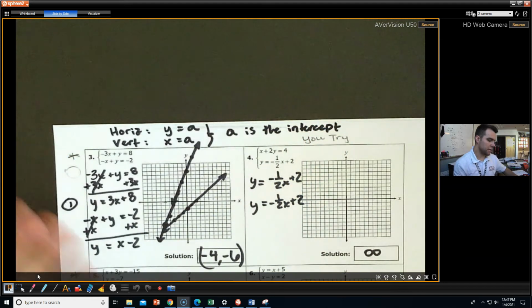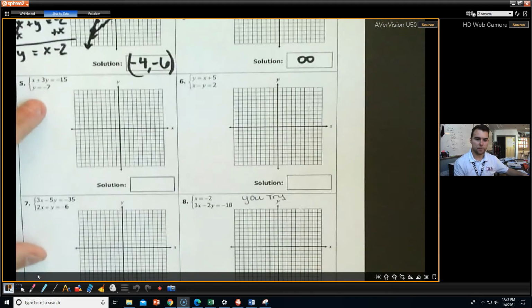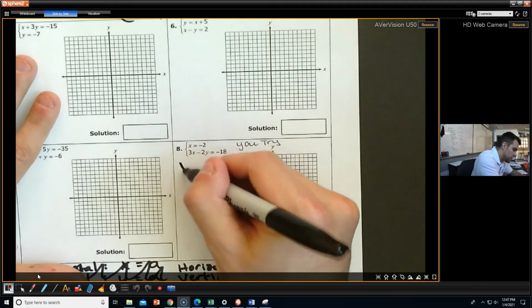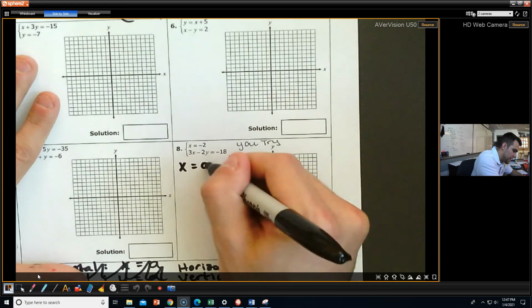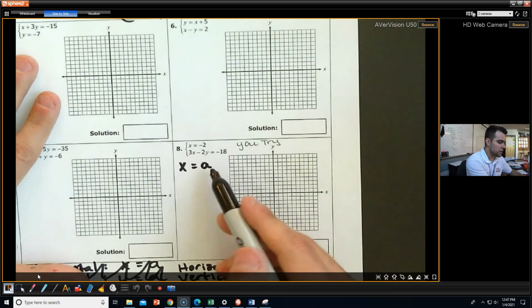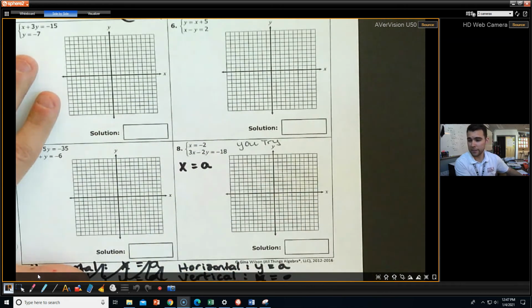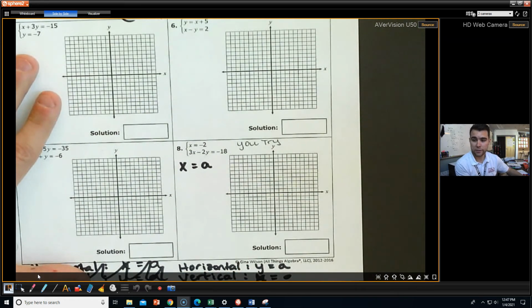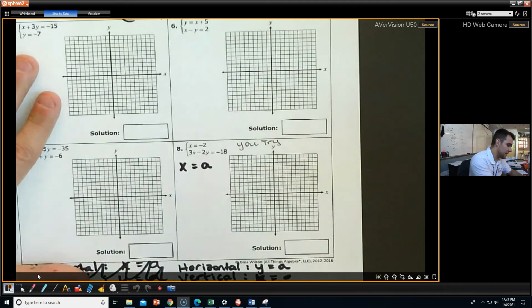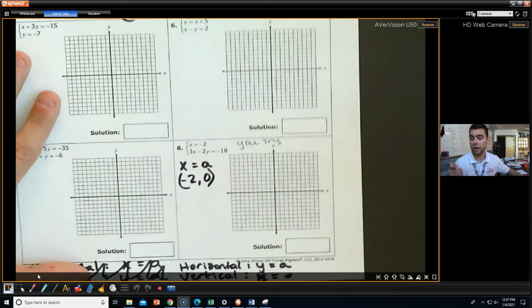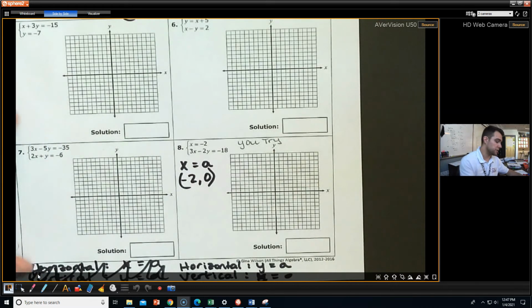Right? So for example, if we're looking at number 8, if I have x equals -2, well, that's of the form x equals a. So -2 is going to be the x-intercept of this guy. If you think about an x-intercept, that's where it crosses the x-axis. So the point has got to be (-2, 0). That's where this vertical line is going to cross. Okay, and it's vertical because it's of the form x equals a.